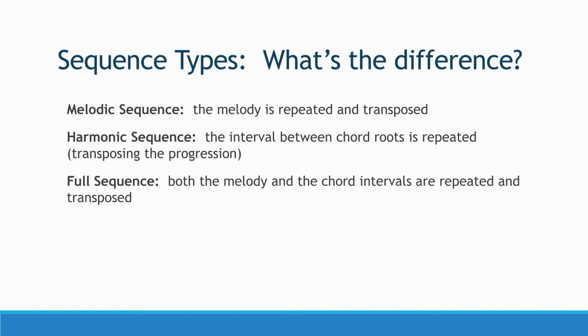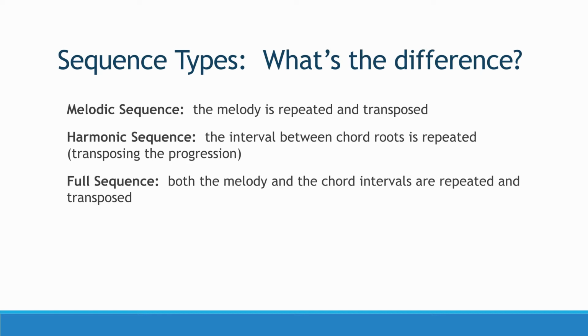So I'm going to refer to 3 different sequence types in this class. There are more depending what textbook you're looking at or what sort of focus you're taking in the instruction. But for the purposes of second year harmony, the ones that make sense are melodic sequence, where we have a melody that is repeated and transposed, a harmonic sequence, where the interval between chord roots is repeated, thus transposing the progression, or what you've been doing in Music 191 so far, which is called a full sequence, where both the melody and the chord intervals are repeated and transposed. So basically a full sequence is a combination of a melodic and a harmonic sequence.